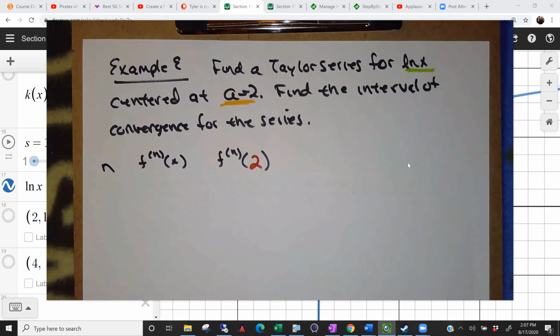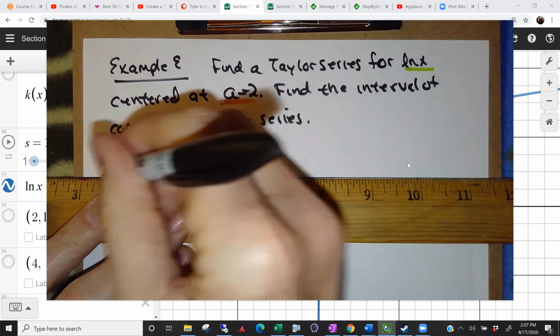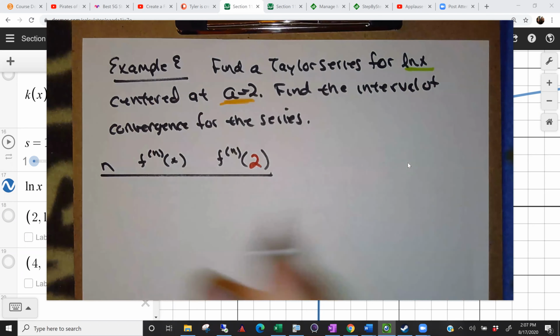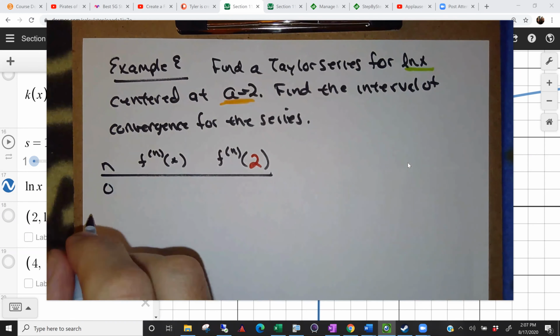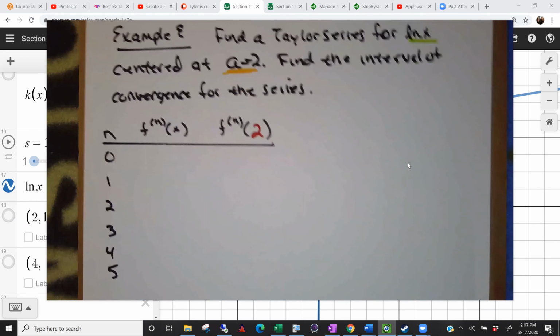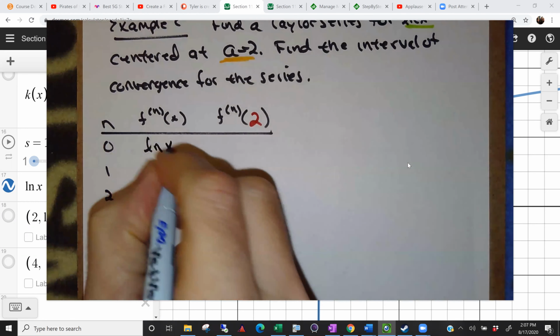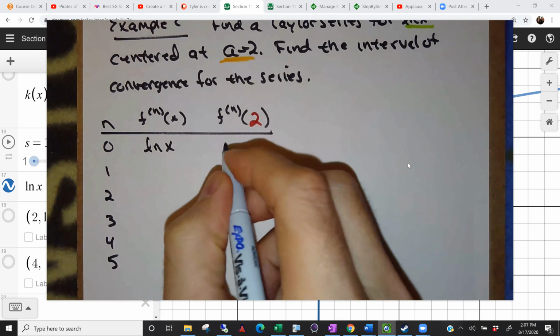All right, so let's get busy with that. 0, 1, 2, 3, 4, 5. I think that should probably do it. So our function is just ln of x, and then this is going to be ln of 2.